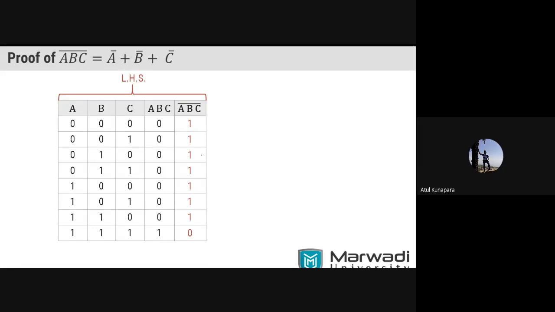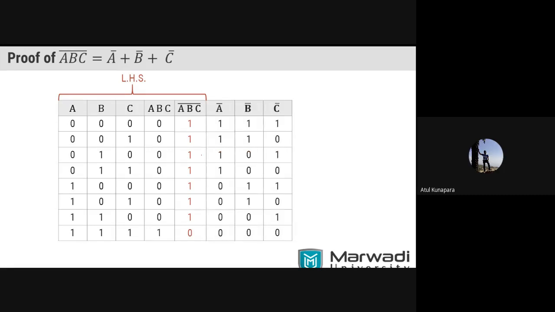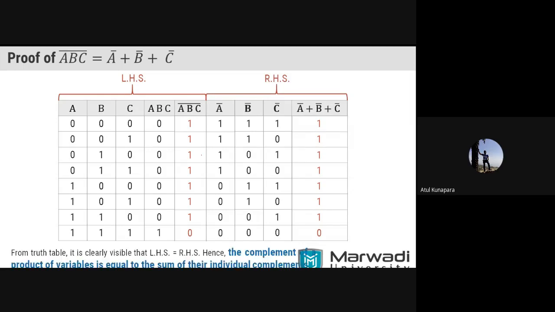So you will get this output on the left hand side, and on the right hand side you require A bar, B bar, C bar, and then you have to perform the OR operation on those. It will also give you output 0 only when all three are 0, and that is like this. So here also you can see your left hand side and right hand side are the same, and that's why you can say that the De Morgan rule is applicable in the three input case also. It is not limited to only two inputs.